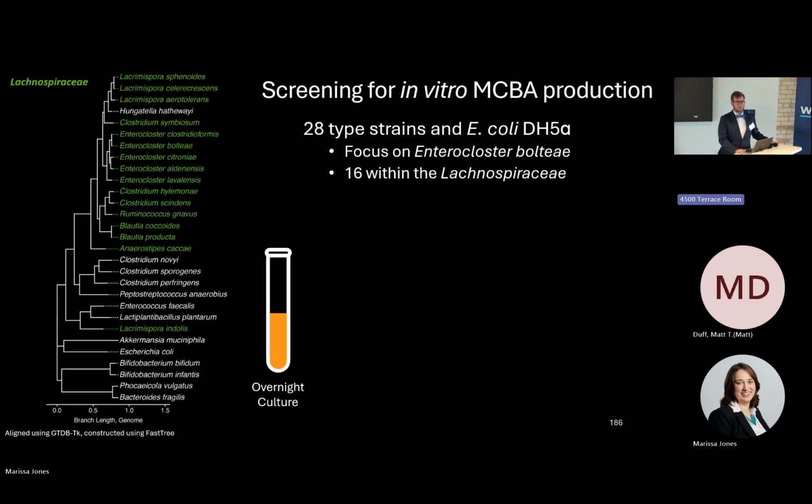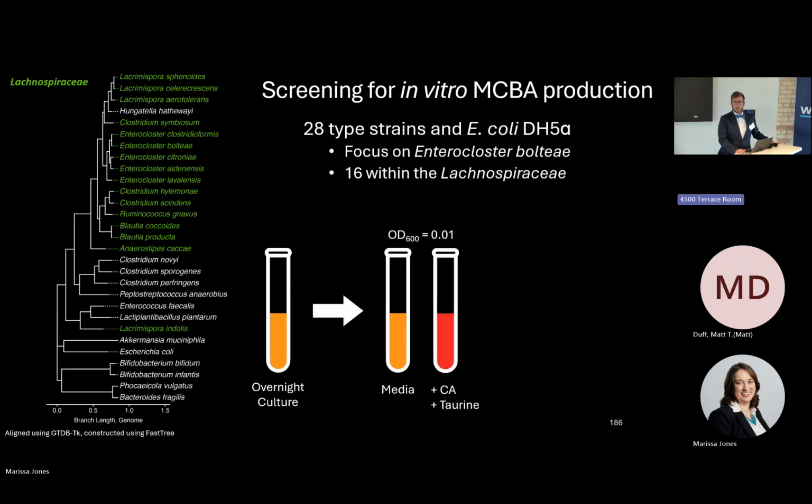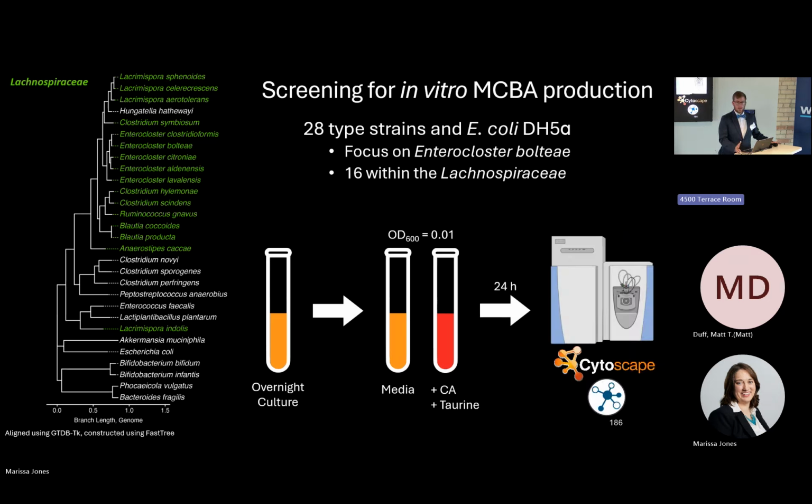This work was a relatively simple experiment of growing an overnight culture, diluting it to a standard OD in either plain media or media containing cholic acid and taurine. Now, we included taurine because it's not a component of typical media formulations, and I wanted to see if microbes could produce taurocholic acid in addition to just glycocholic acid. These were then incubated for 24 hours where metabolites were extracted, and we ran this using our standard LC-MS/MS workflow.